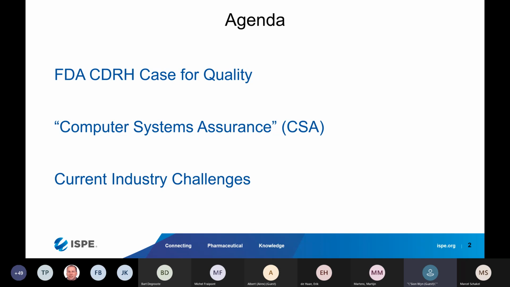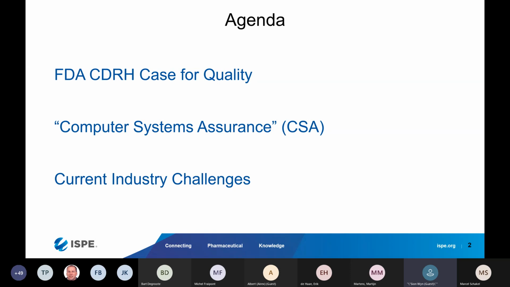And this trend, they felt, was also related to low investment in automation and digital technologies, which they felt could very much assist in quality improvements and better process control. And as a part of this Case for Quality program, and you can find a lot of information on the FDA website on the overall program, they've indicated that they plan to release a draft guidance on this topic of computer systems assurance.